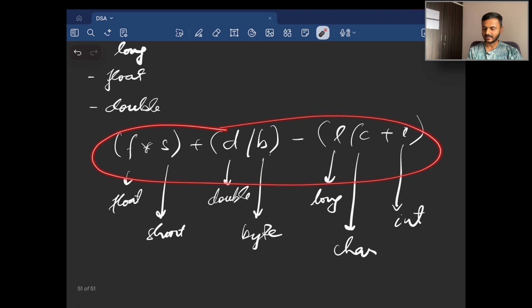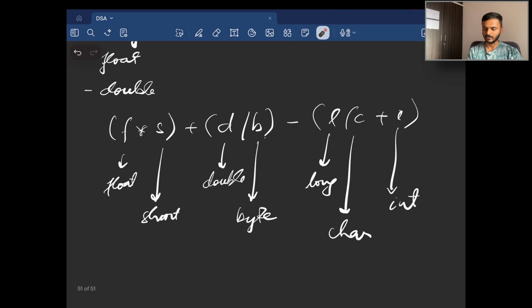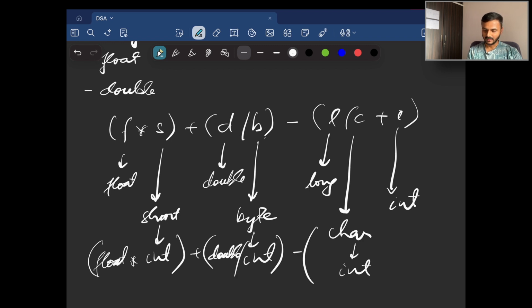So if you have an expression like this, what's going to happen is all of the byte, short, and char will get promoted to int. So this short will get promoted to int, this byte will get promoted to int, and this char will get promoted to int. So ultimately, it will then be multiplication of float with an int. The value will remain the same. It's just that the type will be promoted. Similarly, this will be a double number getting divided by an int. And lastly, here we will have long divided by an int plus an int.